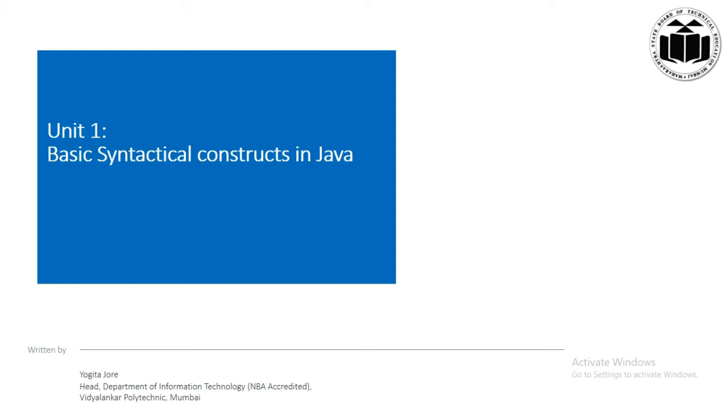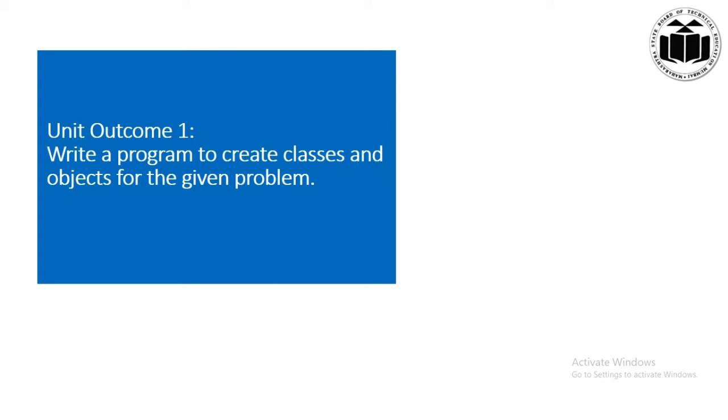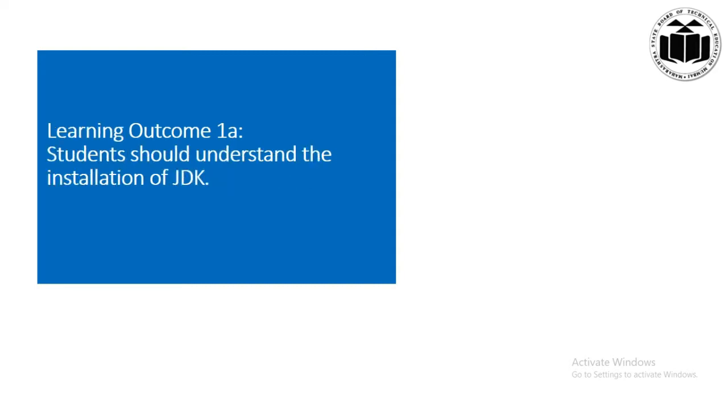Java is one of the most popular programming languages used to create web applications and platforms. It was designed for flexibility, allowing developers to write code that would run on any machine, regardless of architecture or platform. So, unit outcome 1 is to write a program to create classes and objects for the given problem. And the learning outcome is that students should understand the installation of Java Development Kit.